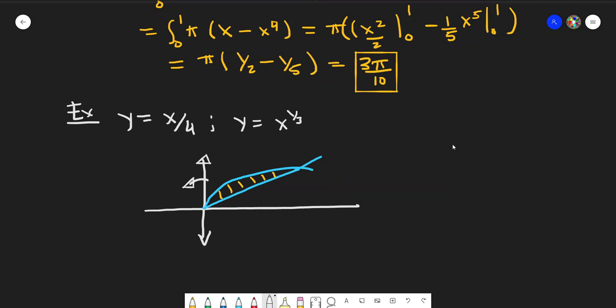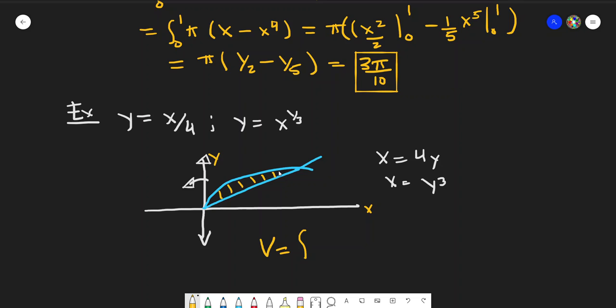Now, because I'm rotating with respect to the y-axis, I need to rewrite this as x equals 4y, and then x equals y to the third. Okay, now that means that the volume is going to be set up in the following manner. The volume is going to be equal to the integral.